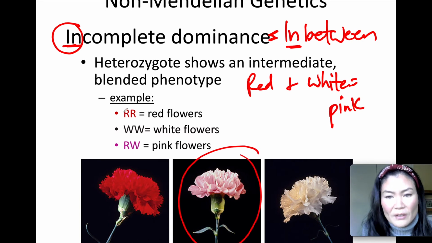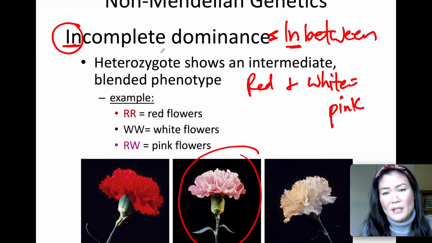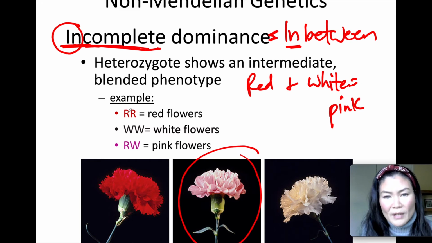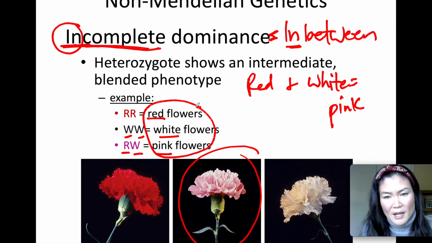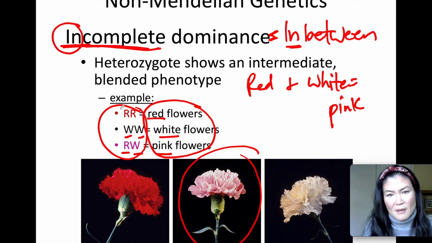So here we're going to use different letters because this is incomplete dominance. We use capital and lowercase letters when we're talking about complete dominance. But with incomplete dominance, we use 2 different letters to let us know that this is not a Mendelian genetic problem. So for red flowers, you need 2 red genes, big R, big R. You need 2 white genes to give you white. And then you need red and white to give you a pink phenotype, okay? So these are the phenotypes, and these are the genotypes. Do you see that?